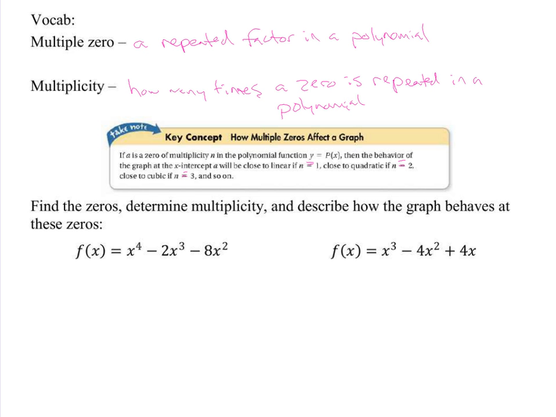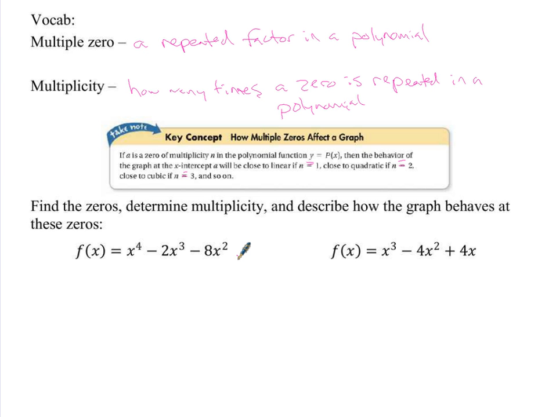Okay, so let's find the zeros, determine multiplicity, and describe how the graph behaves at those zeros. So we have this first guy here, x to the fourth minus 2x to the third minus 8x squared. What do we need to do? I want to do this algebraically without a graph. So we need to do what we did yesterday, which was factor it.